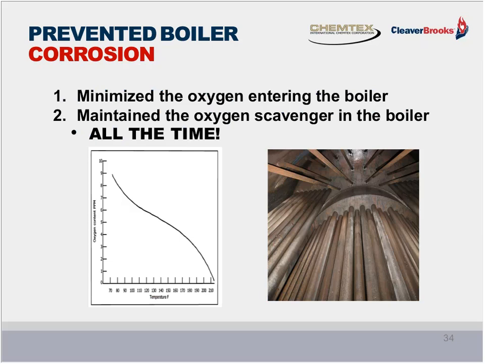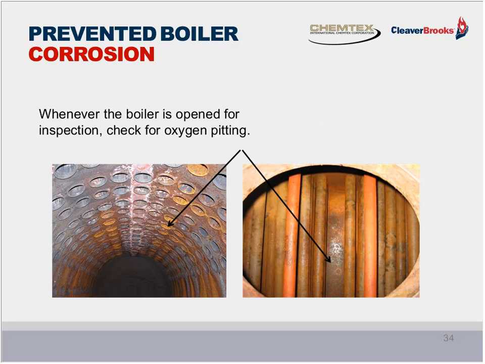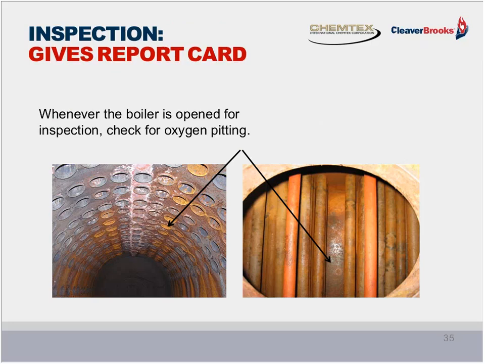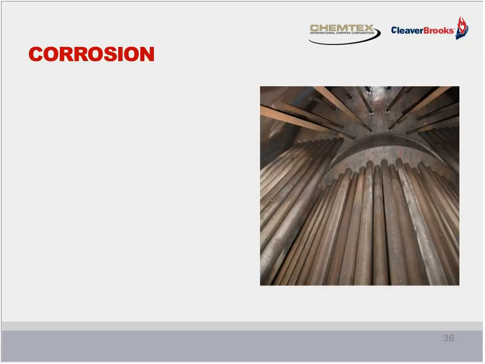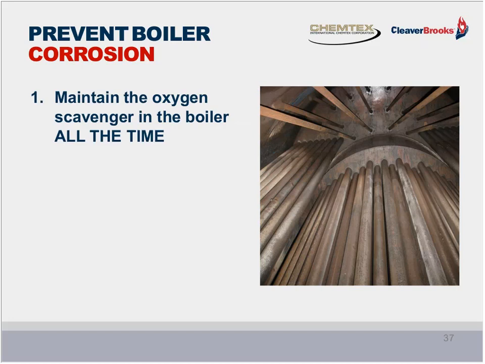The other thing we've done is we've minimized the oxygen entering the boiler with a proper functioning deaerator. We've maintained oxygen scavenger in the boiler all the time, but we open the boiler up and the boiler is inspected and we find all kinds of oxygen pitting in the boiler, which can result in a failure of the tube with a pit going all the way through. And again, I'm going to come back and talk to this frequently as I did last month, talking about maintaining oxygen scavenger in the boiler all the time.